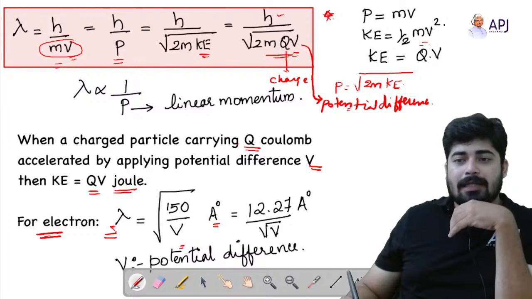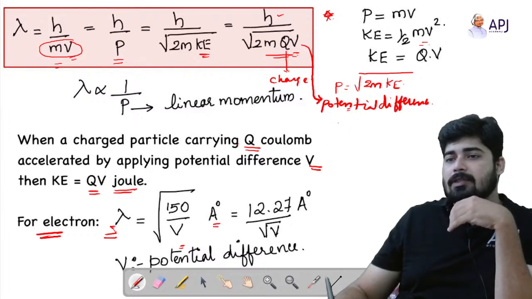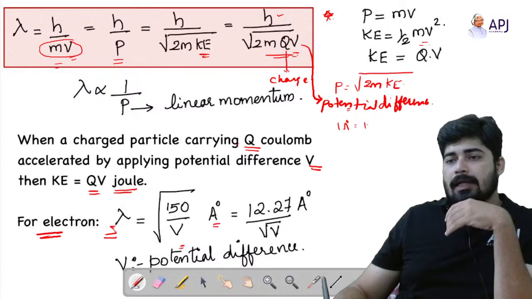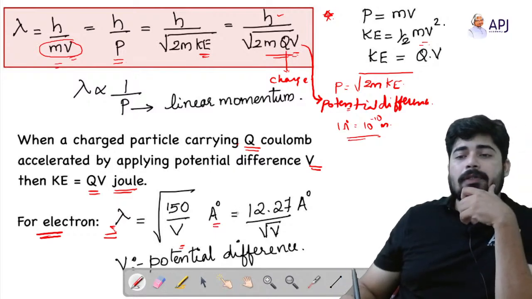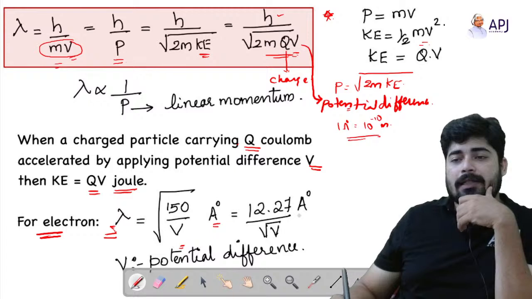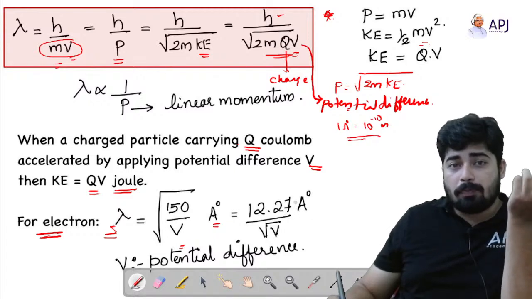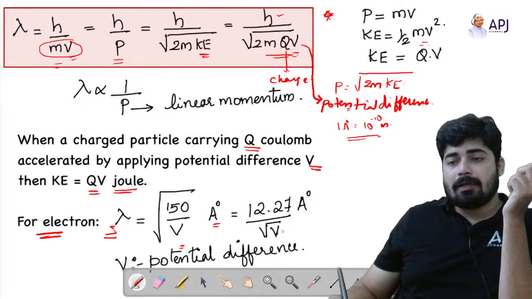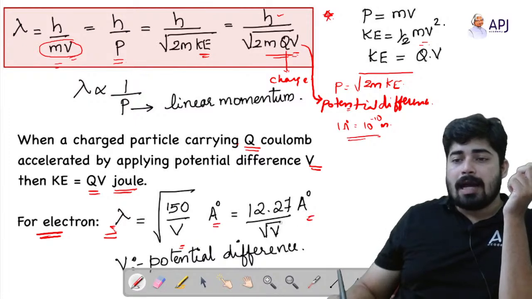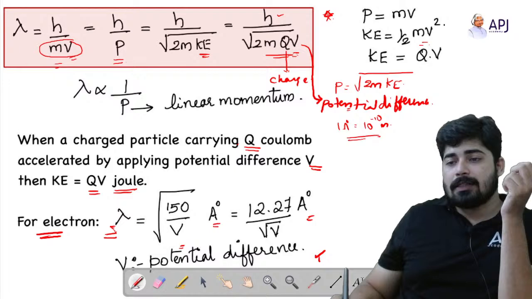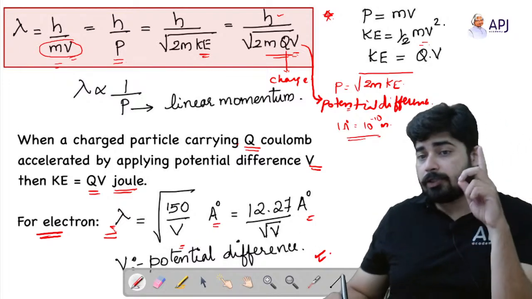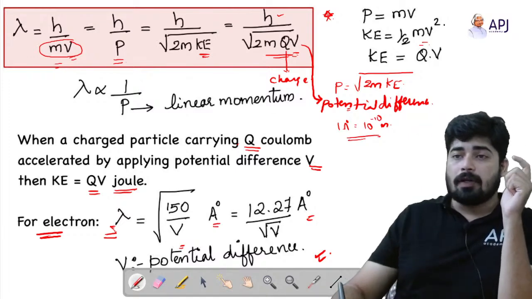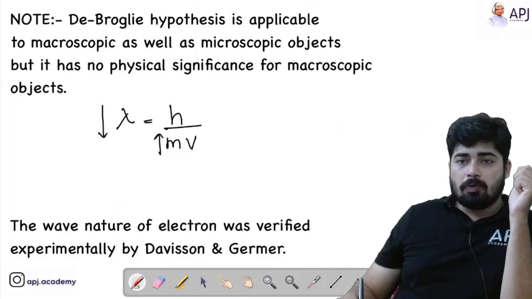We get the value in Angstrom. Angstrom we have also discussed: 1 Angstrom is equal to 10 raised to minus 10 meter. You can again reduce it to this formula, that root 150 is equivalent to 12.27. So lambda is 12.27 by root V Angstrom. And remember, this V is the potential difference and it is not the velocity. Always remember that. So we'll move on to the next one.